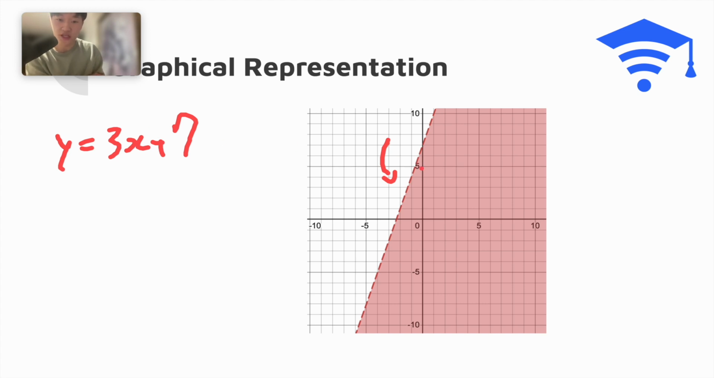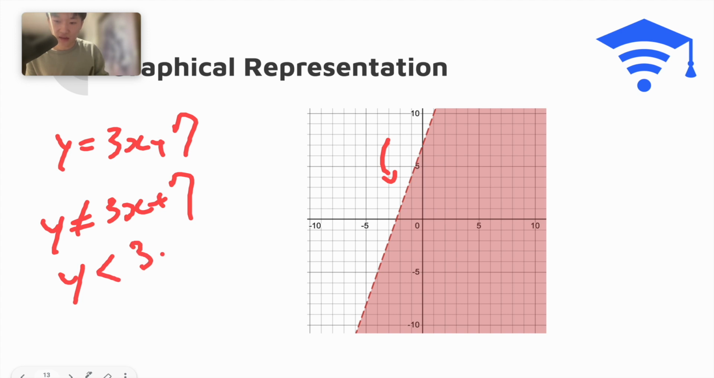So the inequality shows that the y value is always less than that line. The red, everything shaded, is below the line. That means that y is going to be less than 3x plus 7. And because it's dotted, that means it's not going to be equal to 3x plus 7. If it was not dotted, it would be a solid line. So this is y is strictly less than 3x plus 7. Then we have that entire shaded area covered as possible values for y given some value of x.